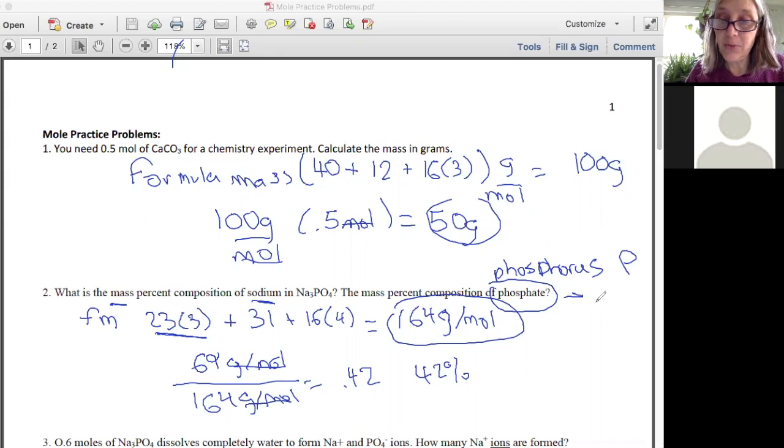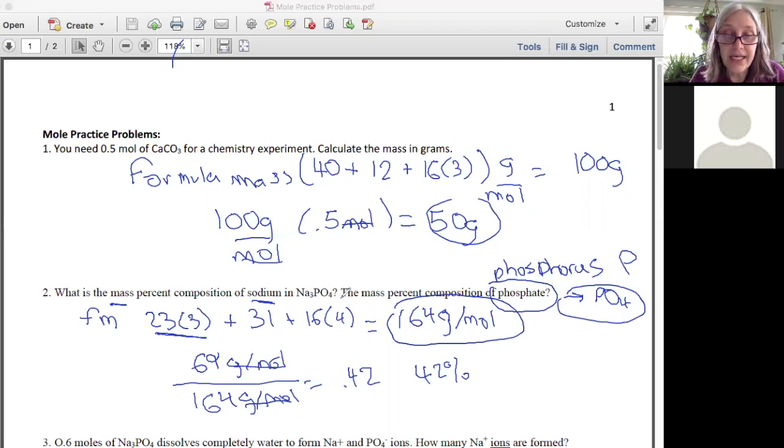Phosphate is one of those polyatomic ions, PO4. And I know they look similar, and they look similar because there's a P in phosphate. But be really careful about these. And if you're not sure, look at the periodic table, then also in the table of your polyatomic ions to make sure that you know which one you're dealing with. So in this case, it wants phosphate, which is this.